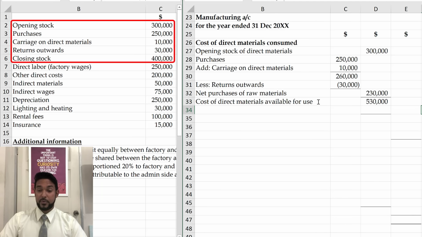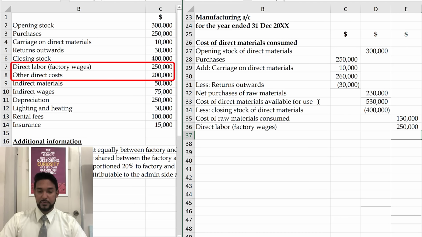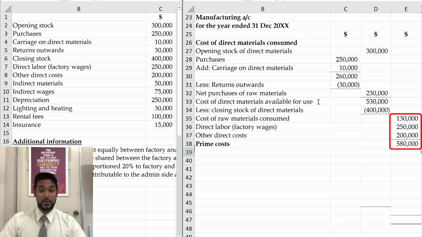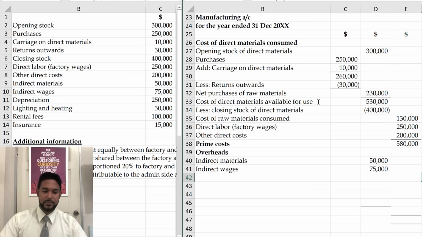Right, from that we have to subtract closing stock of 400,000, which is going to give us cost of materials consumed 130,000. Direct labor, factory wages 250,000, other direct costs 200,000, and then total prime costs 580. Overheads now. So we have indirect materials 50,000, indirect wages. Now we have 4 items and we have 4 notes.